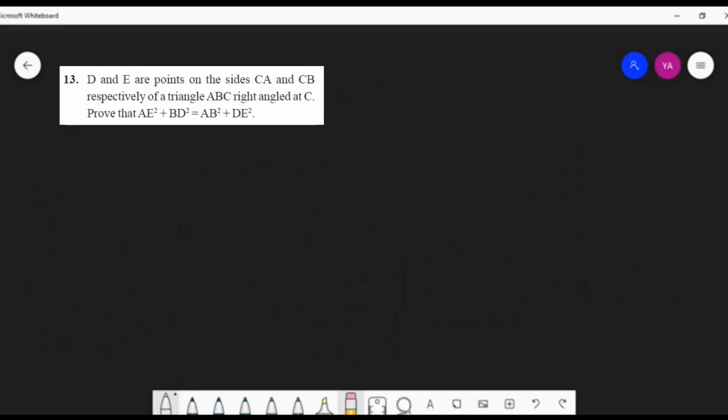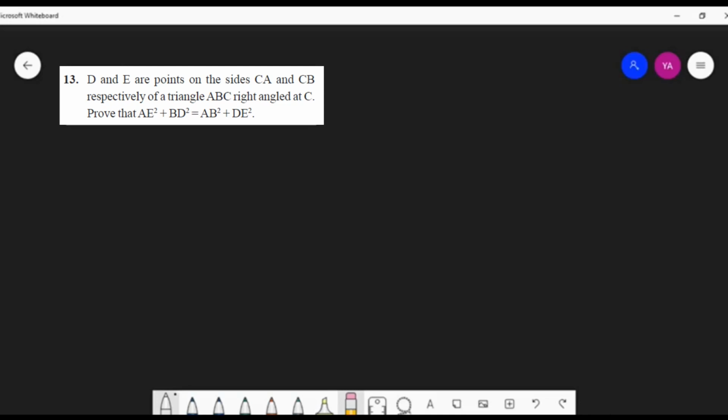Okay, D and E are points on the sides CA and CB respectively of a right triangle ABC, right-angled at C. Prove that AE square plus BD square is equal to AB square plus DE square.